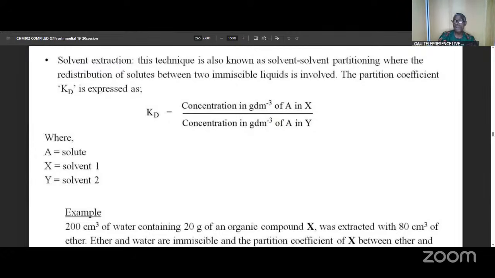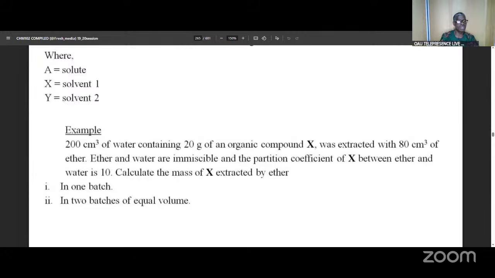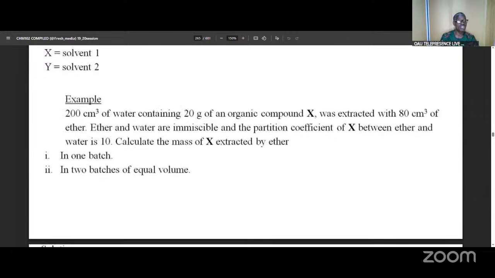And the partition coefficient, which is K subscript D, is expressed as the concentration in gram per dm cube of A in solvent X over the concentration in gram per dm cube of the same A in solvent Y. So we have two solvents. Solvent 1 is X, solvent 2 is Y. Also, let's try to solve a problem on solvent extraction.